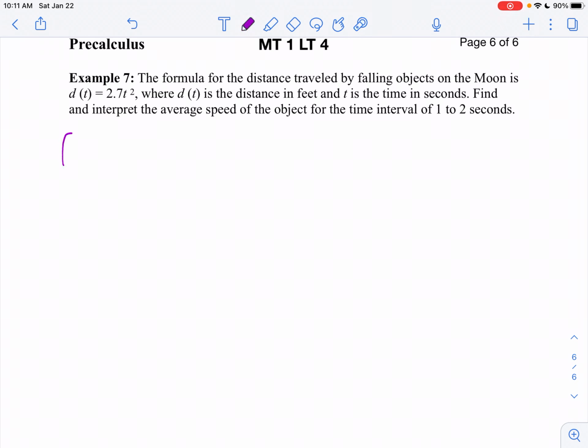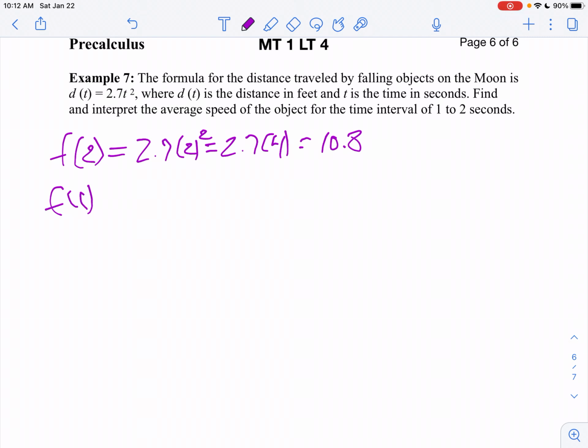So I'm going to find f of 2. It'll be 2.7 times 2 squared. Well, that's 2.7 times 4. And 2.7 times 4, I get 10.8. Now I'm going to turn around and find f of 1. The nice thing about f of 1, that's just 2.7 times 1 squared, which is 2.7 times 1, which is 2.7. Now I'll find the average rate of change.